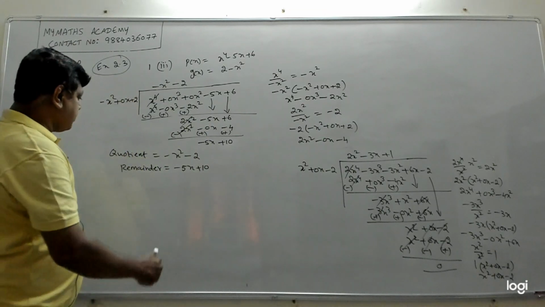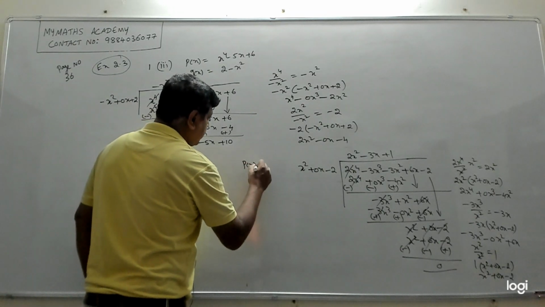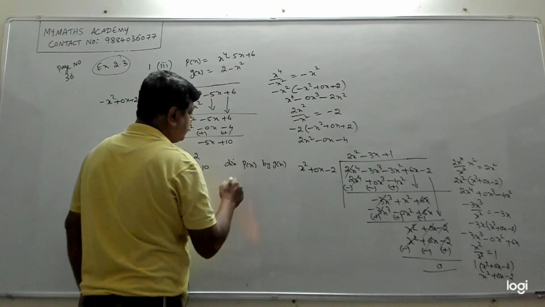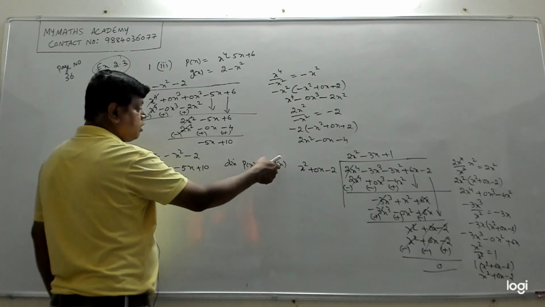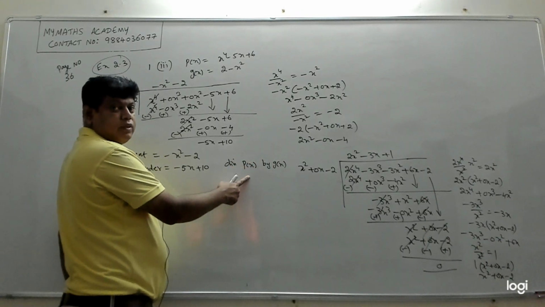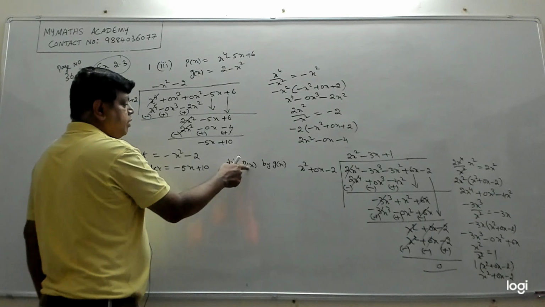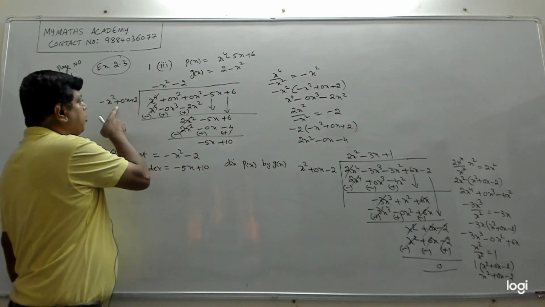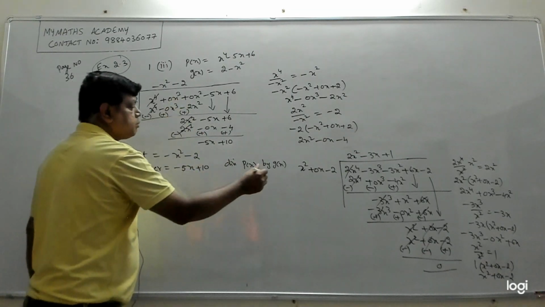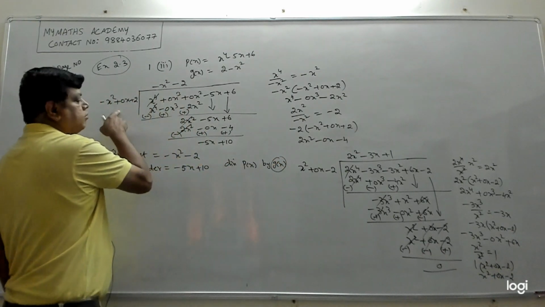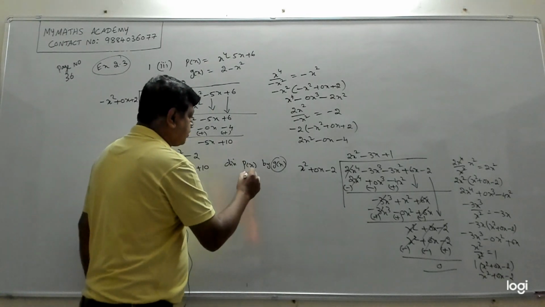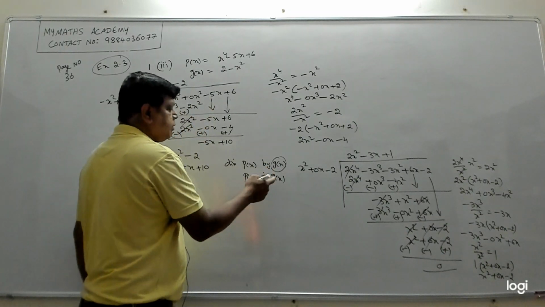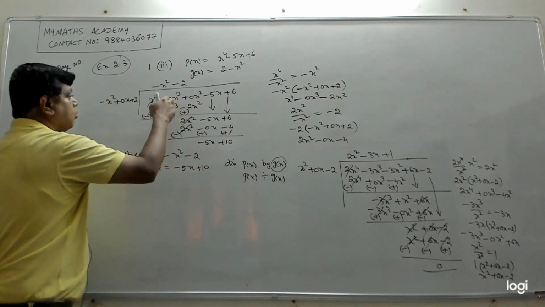The normal notation is p of x by g of x. Divide p of x by g of x means g of x is dividing this. G of x will come outside and p of x will go inside. So whichever is 'by', that will come out. Or if they write p of x divided by g of x, obviously g of x will come here and p of x will go here.